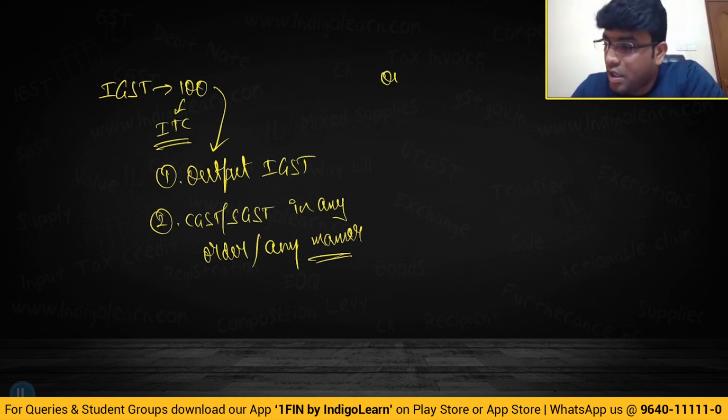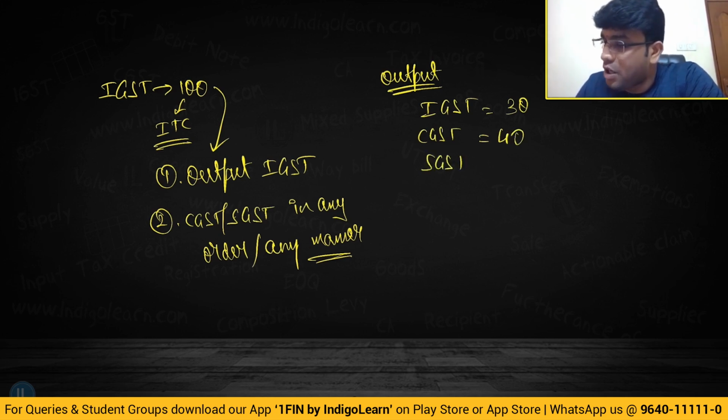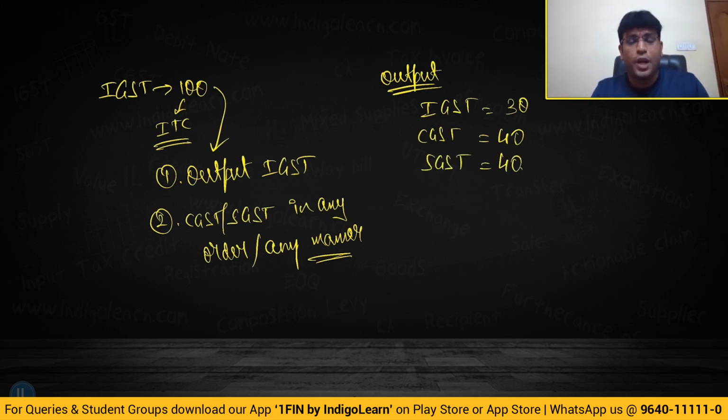So let's say output IGST is 30, CGST is 40, SGST also obviously 40. So it's 100 rupees. First you'll use it for output IGST of 30 rupees, that's for sure. Next, the balance 70, you can use in whatever proportion you want, either for CGST first or SGST first or half and half, in whatever way you want, you can set off. I hope we are clear with this point, everybody.